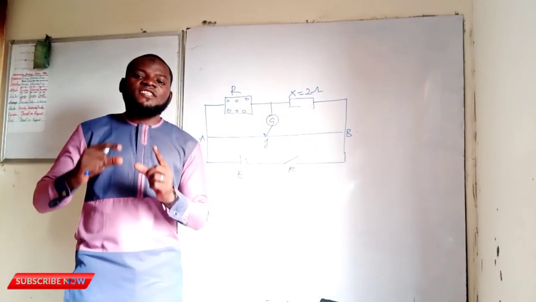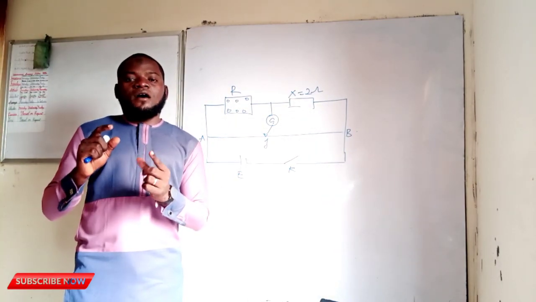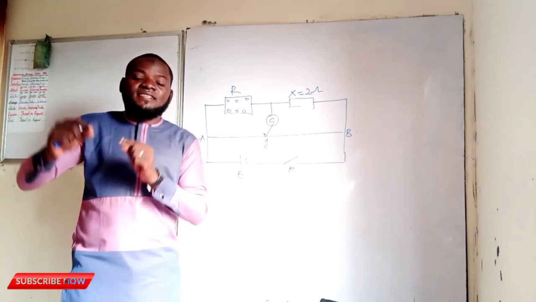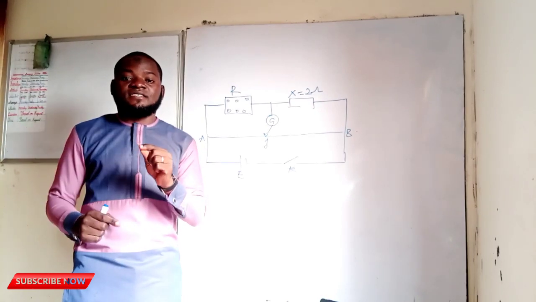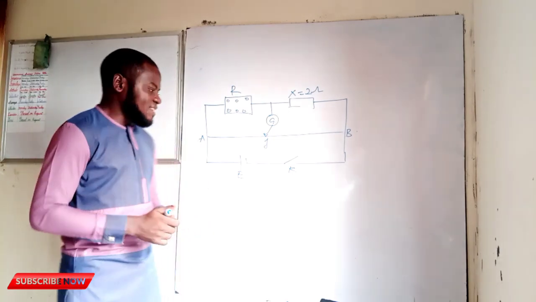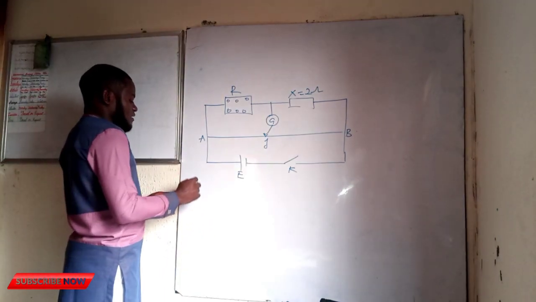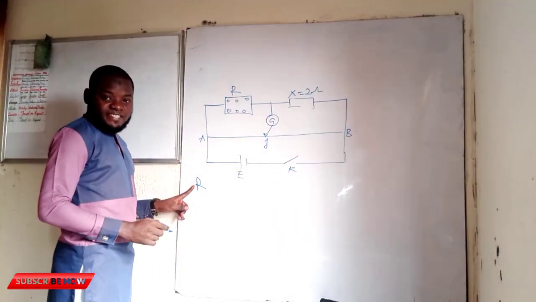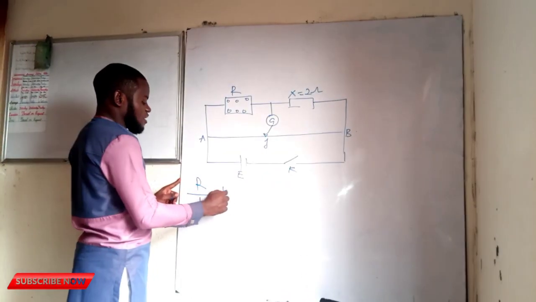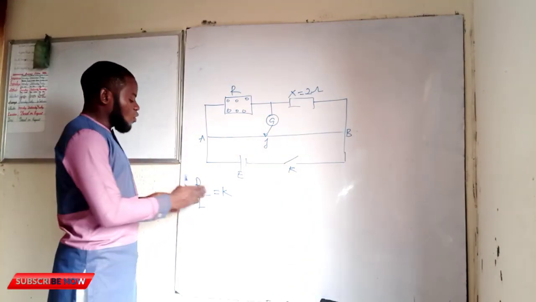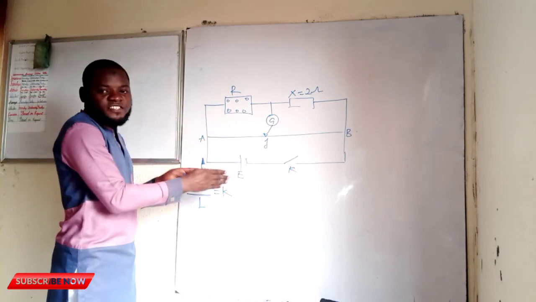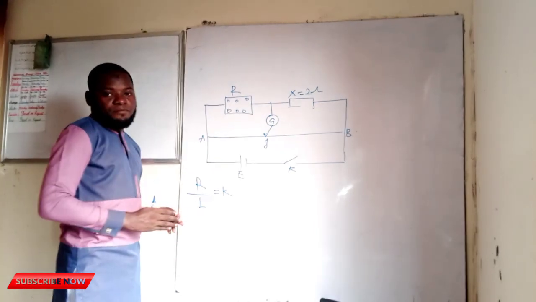If not, we might want to verify the formula that states that the resistivity, that is the specific resistance of a material, to the length of that material is a constant. That is, if I have that resistivity, that is specific resistance, divided by the length of the conductor, this is going to give us a constant. And this is a theory that we always use in solving a question under meter bridge.